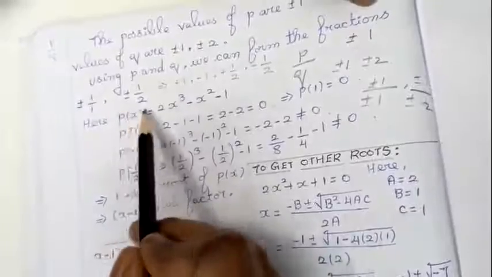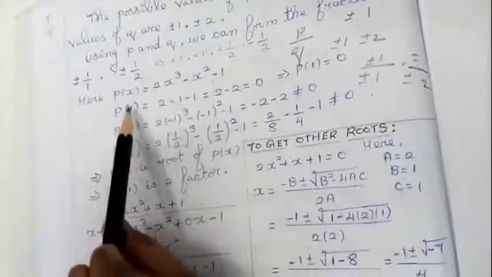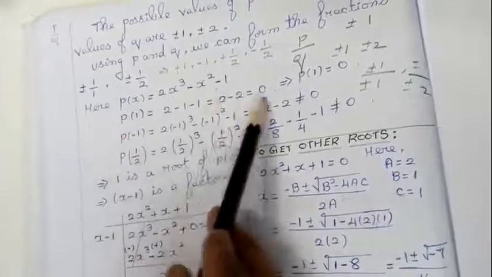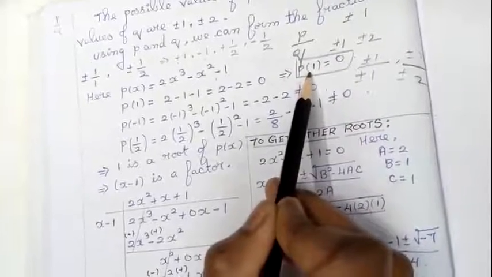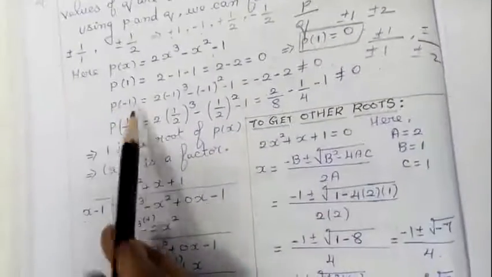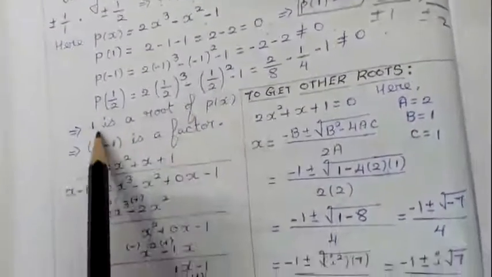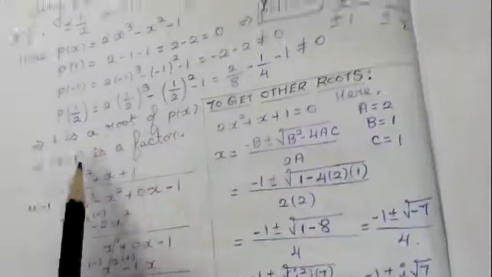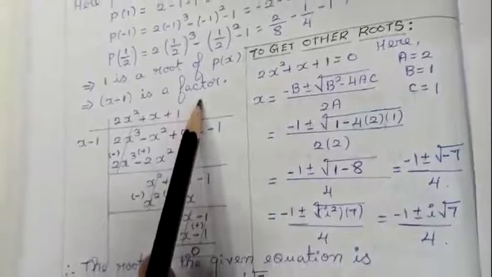First I am going to write the given question and substitute that particular value in x. First I am giving 1, and I am getting the answer as 0. So definitely 1 is a root of P of x. Similarly, I am checking minus 1, 1 by 2 and also minus 1 by 2. You are not going to get the answer 0 in these. Since 1 is a root of P of x, I can say x minus 1 is a factor. The remaining two roots I am going to find now.